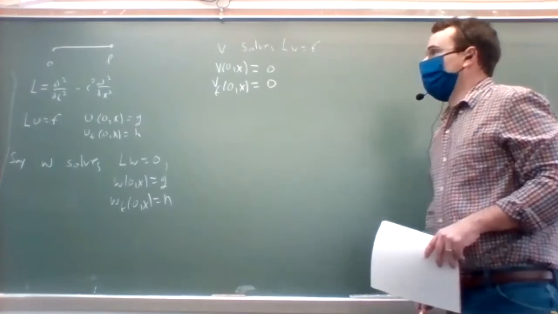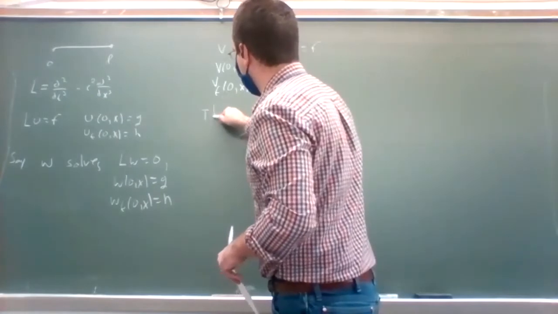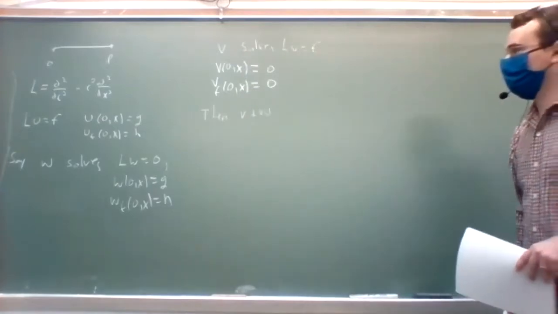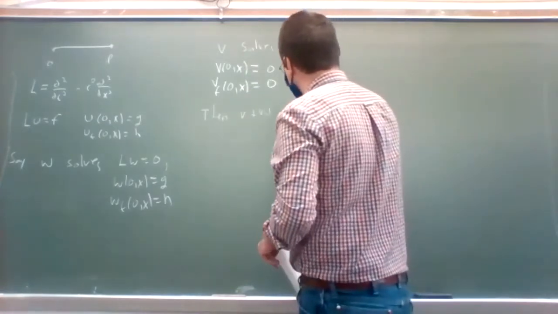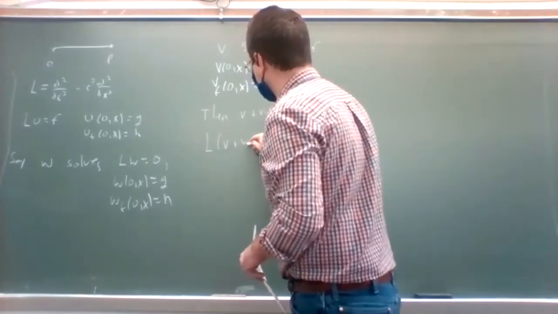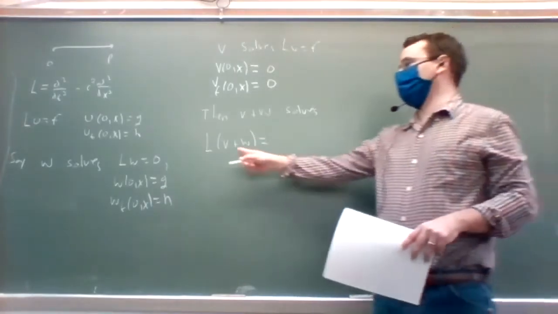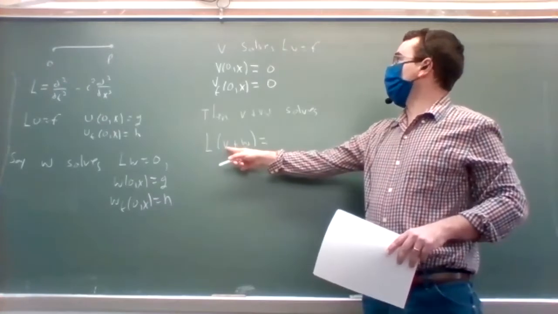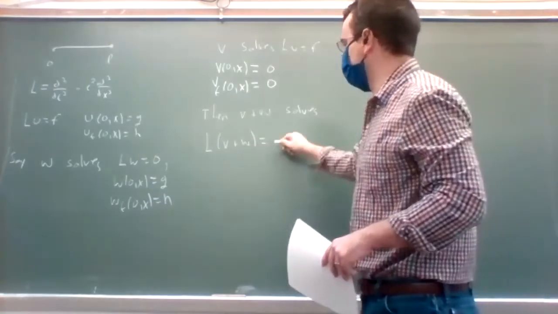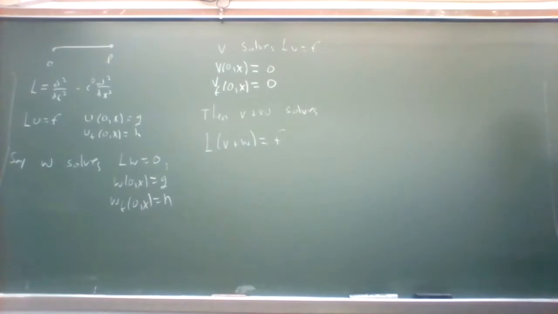And then here's the really beautiful thing for linear equations. You can now just add them together. Then V plus W solves this: L of V plus W, by linearity, is L of V, which equals F, plus L of W, which equals 0. So L of V plus W equals F. It will solve the inhomogeneous equation automatically.